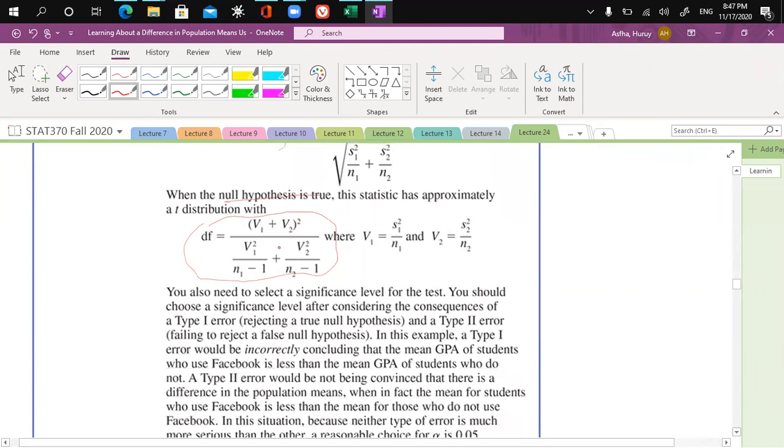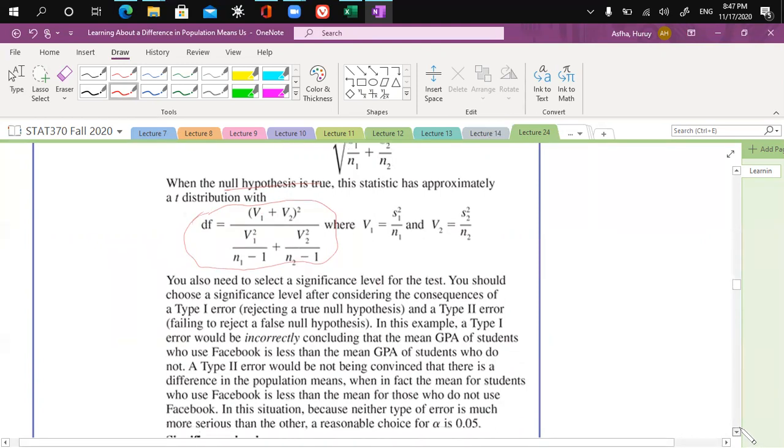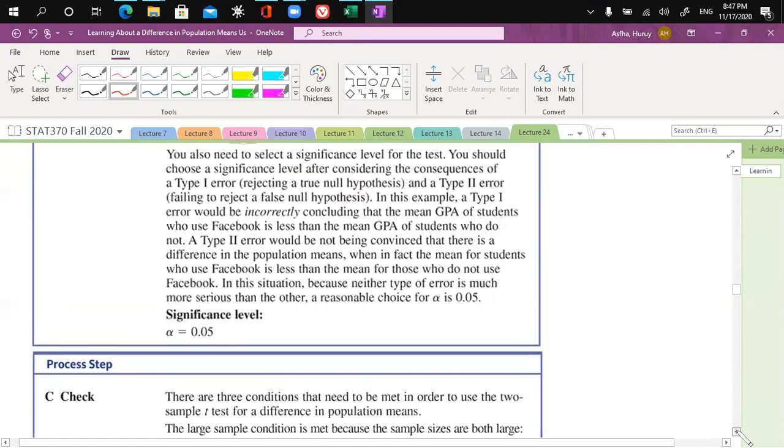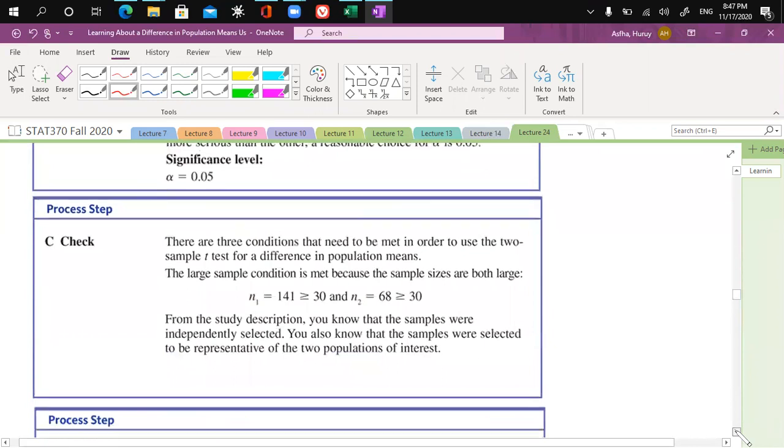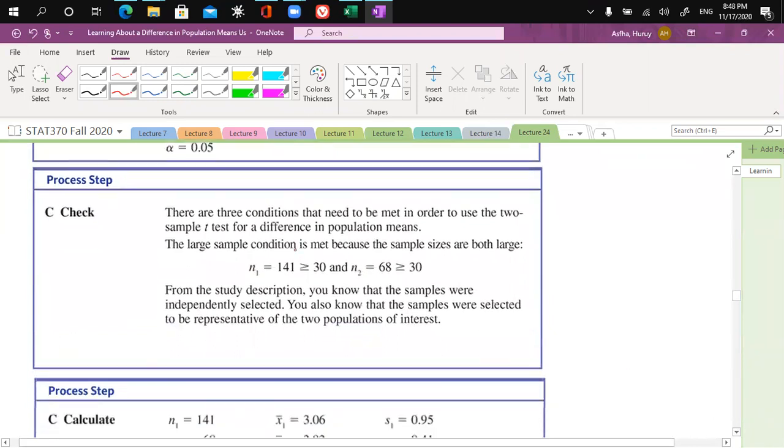One thing for your homework: when you work on your homeworks, you can use technology to find this degrees of freedom. I'm going to show you in a bit, but first let's proceed with this one. All right, so here we are going to use alpha 0.05. And the conditions to check are, one is the independence, and the other one is that the samples are representative.